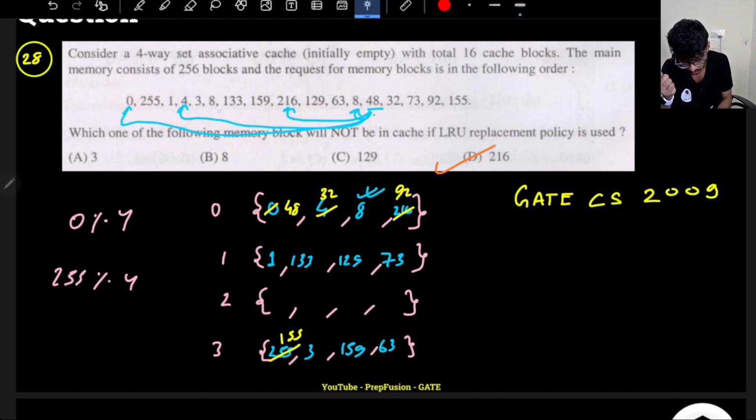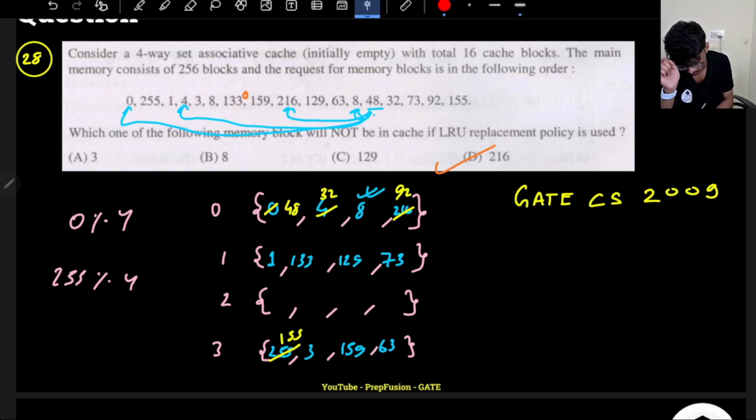Whenever there are repeated calls of the same cache block number, FIFO and LRU will give different answers. Because let's say in between, I call 0 again. So 0 has been called, and now 0 will not be the least recently used anymore. Now what will be the least recently used? The least recently used will be 4.